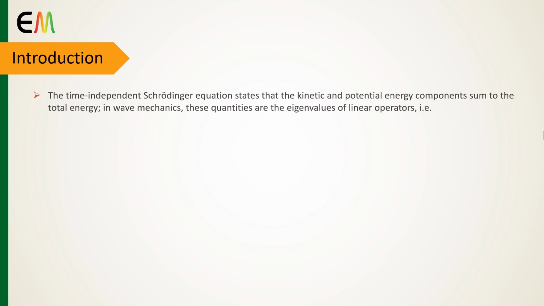The time-independent Schrödinger equation states that the kinetic and potential energy components sum to the total energy. In wave mechanics, these quantities are the eigenvalues of a linear operator. It means this equation, where the eigenfunction psi describes the state of the system.